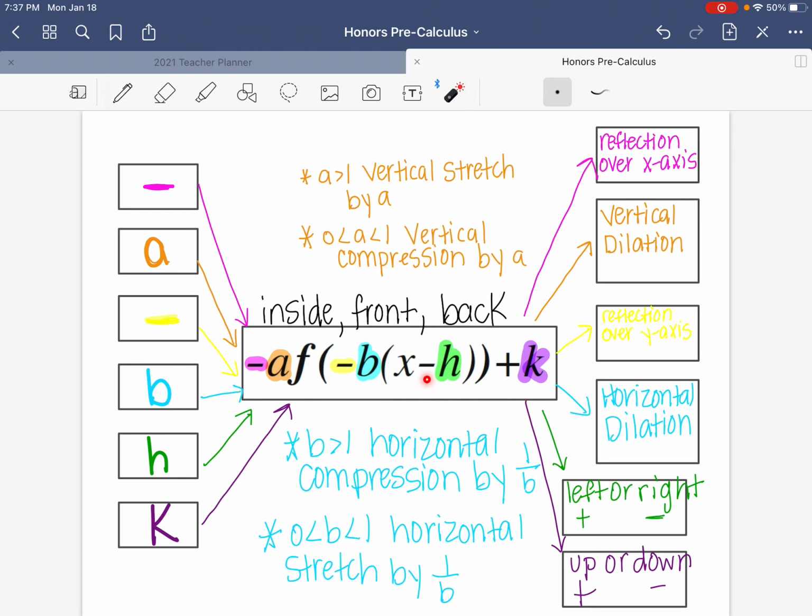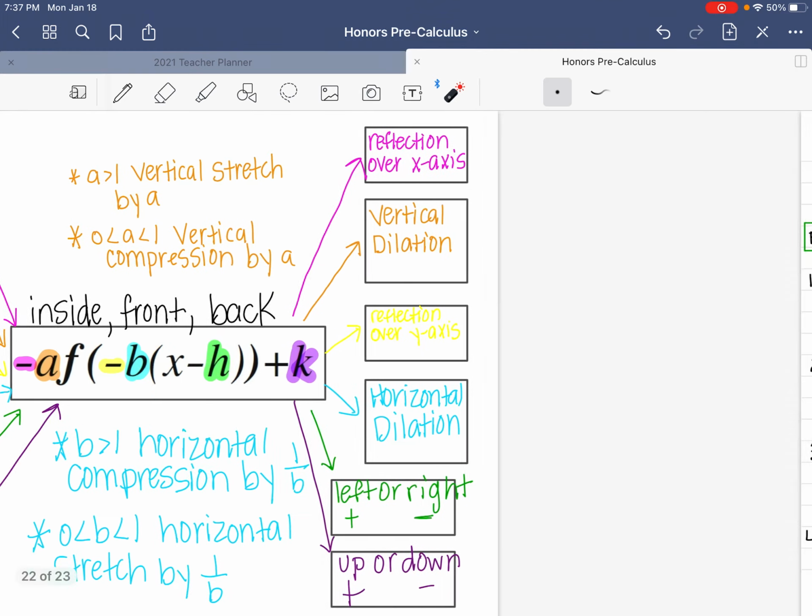So we do the inside. We always do the innermost. So we always do left or right first. Then we do the b and the negative if there is any. Then we go to the front. So the front is the negative and the a. And then the back is the k. So when we list these things, we always do it in that order.